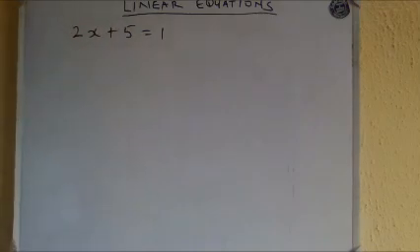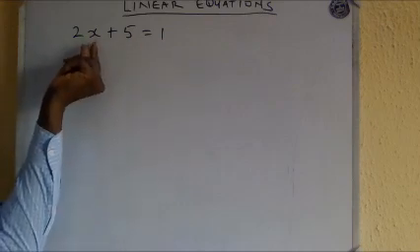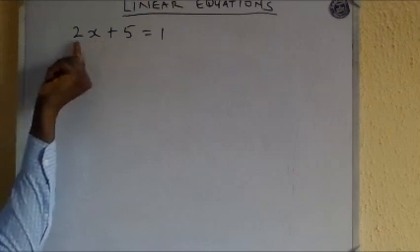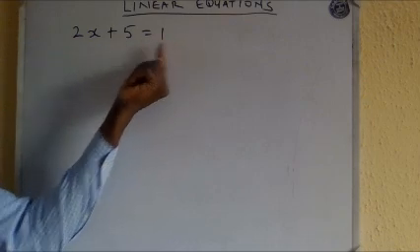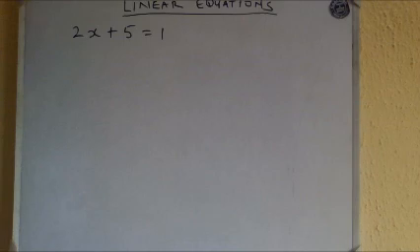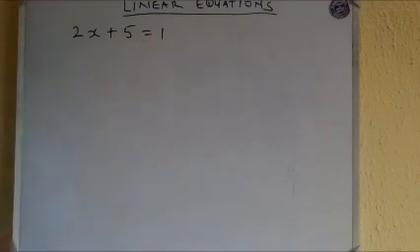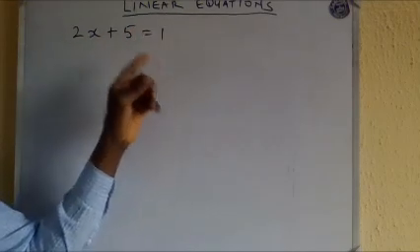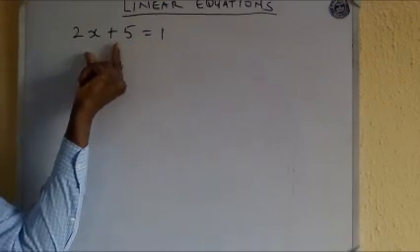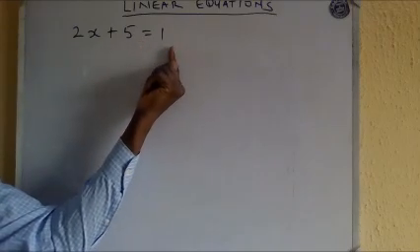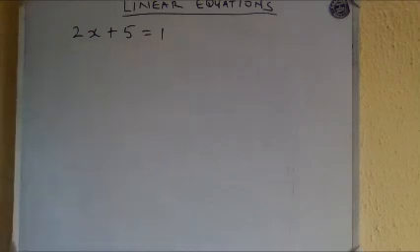X is the variable. So in this equation, you have three terms. You have the x term that has the coefficient of x as 2. You have plus 5, the second term, and 1 here is the third term. In between this side of the equation and that side of the equation, you have the equality sign. So we refer to the sides of this equality sign as the left-hand side here and the right-hand side here. They take their names with respect to the equality sign.